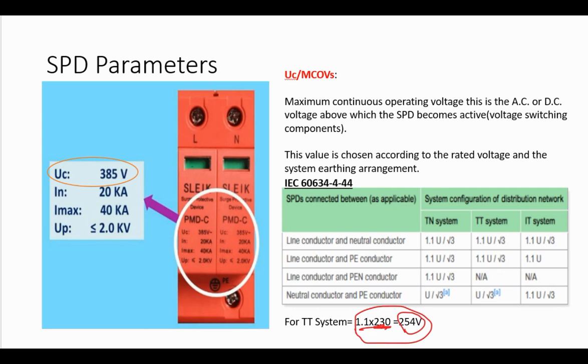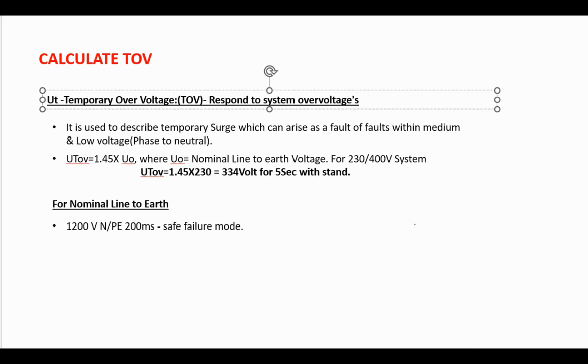Now let's move to another important parameter, which is TOV, called temporary overvoltage. This is the protection that the SPD will provide for temporary transients that come into our system. Table IEC 60364 guides us to select the temporary overvoltage by multiplying your phase to neutral voltage, which is 230, by a factor of 1.45.